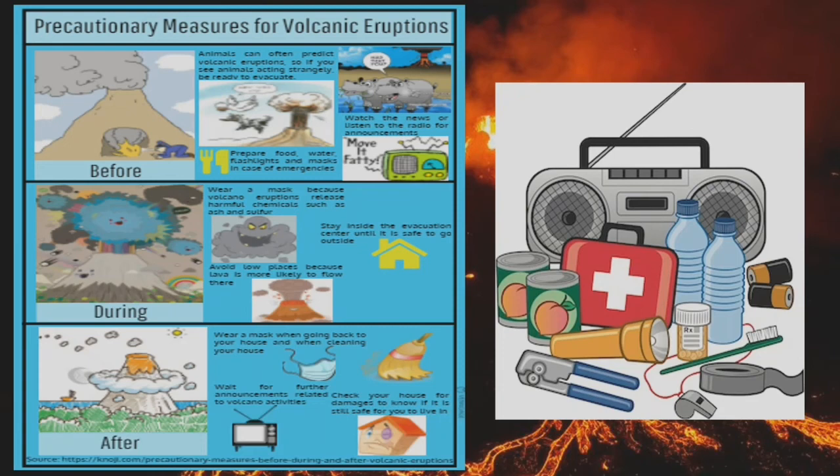After volcanic eruptions, these are the things that you need to do. Number 1, wear a mask when going back to your house and when cleaning your house. Wait for further announcements related to volcanic activities. And lastly, check your house for damages to know if it is still safe for you to live in.